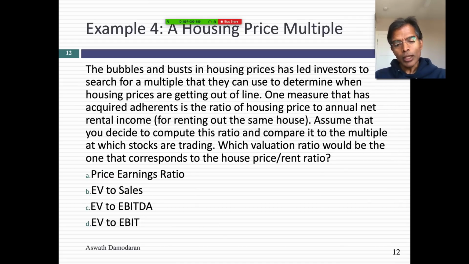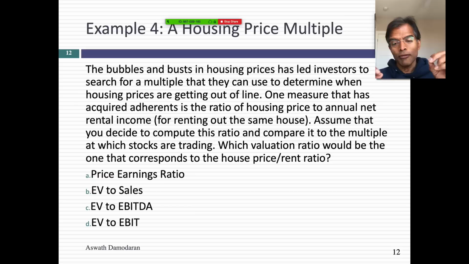So you've computed the housing price to rental income, and the annual net rental income is basically netting out the expenses associated with renting the house, which might be the maintenance, the landscaping, the property taxes. So you've taken the housing price to annual rental income and you're trying to compare it to some ratio in the equity market that is analogous. So you want to be consistent.